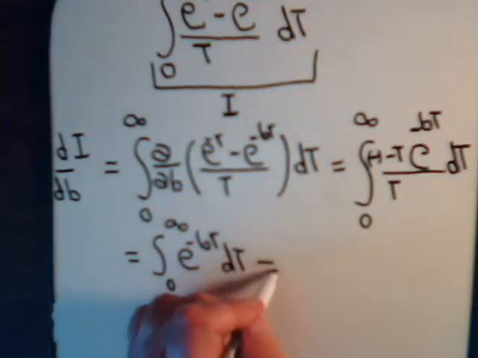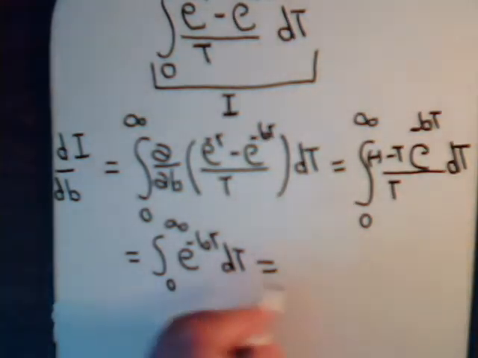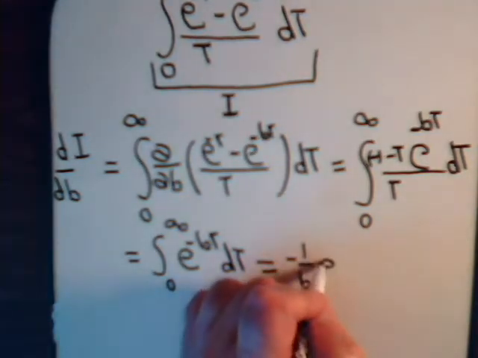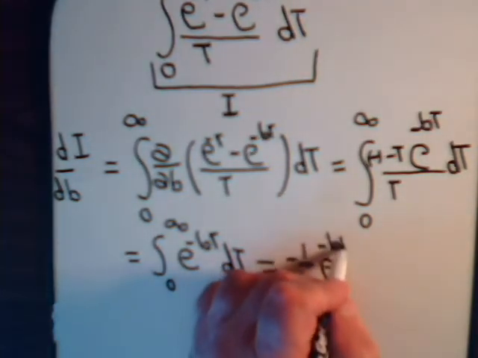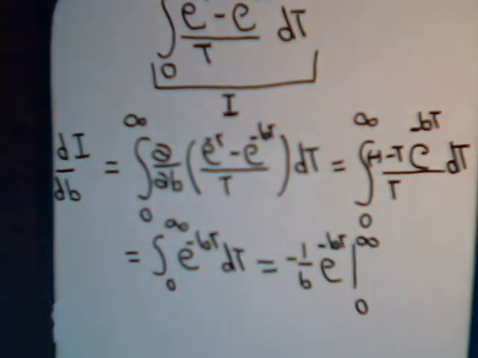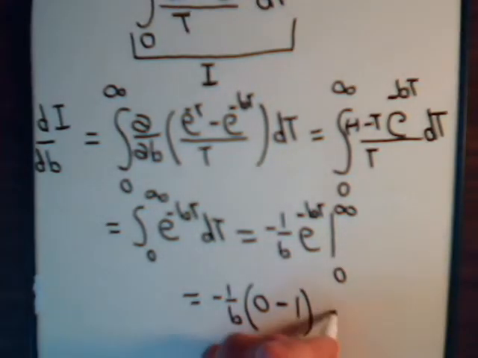And this equals, that's a very simple integral, minus 1 over b, e to the minus bt, t goes from 0 to infinity. So this equals minus 1 over b times, when t is infinity, 1 over e to the infinity, that's 0, minus e to the 0, which is 1. So this equals 1 over b.